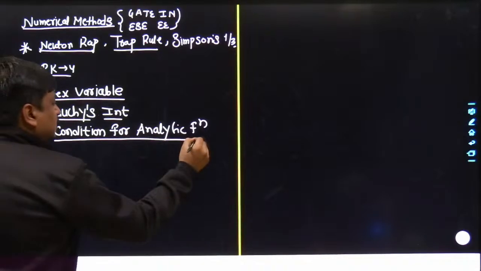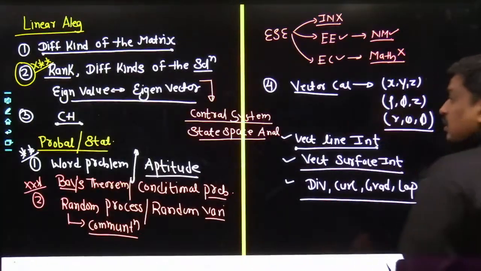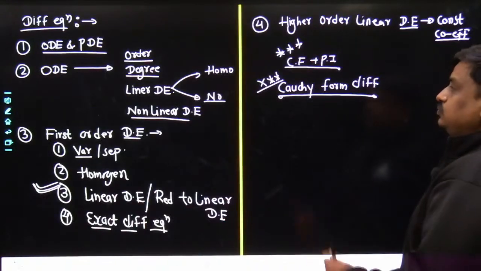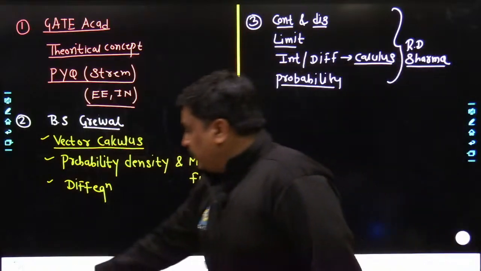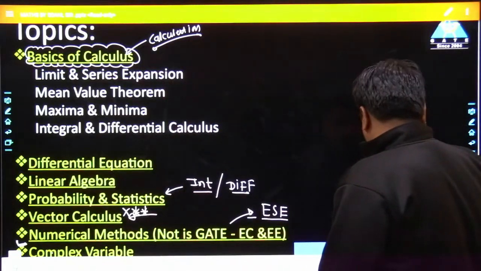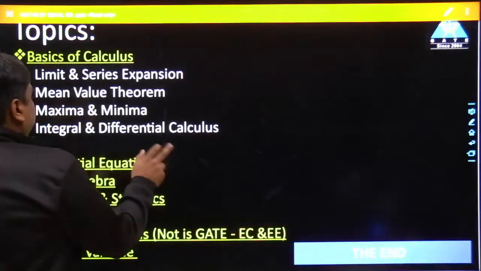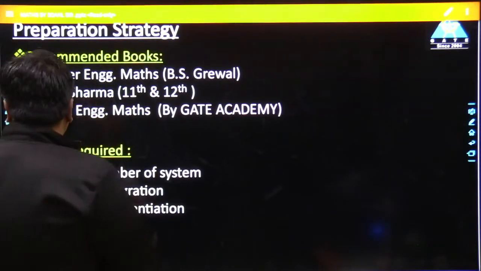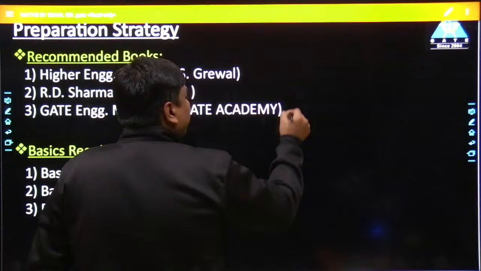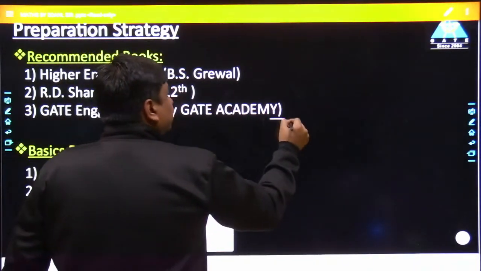So I would suggest this plan you must follow. And the recommended books, which have been precisely marked over here, are nothing but Higher Engineering Mathematics by B.S. Grewal, R.D. Sharma, and the last is GATE Engineering Mathematics. And I would suggest following the order from the backward side, like this.